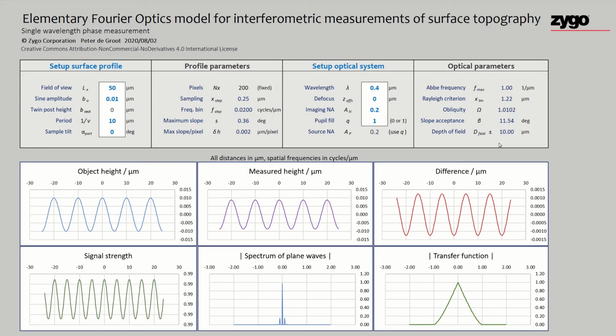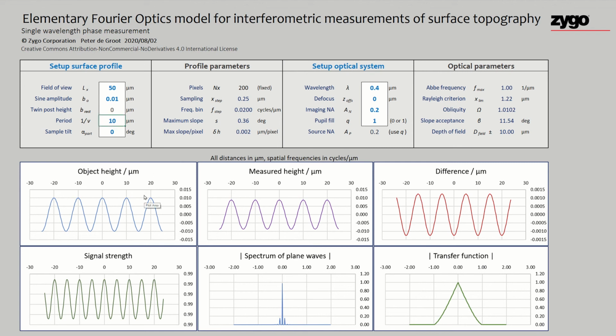So this is the Excel worksheet that illustrates the elementary Fourier Optics model for interferometers that measure surface topography. It's pretty easy to use. There are a few fields here where you can change the object. There are some fields here where you can change the optical system. There are some reported parameters when you change these others, here and here, and then of course there are these graphs, and we'll take a look at these one by one.